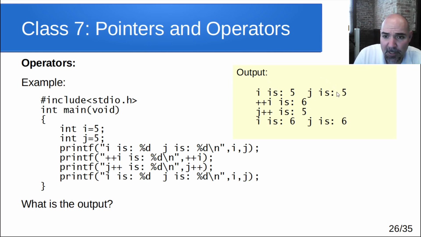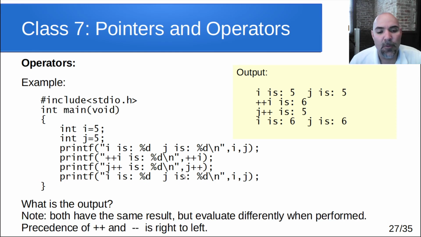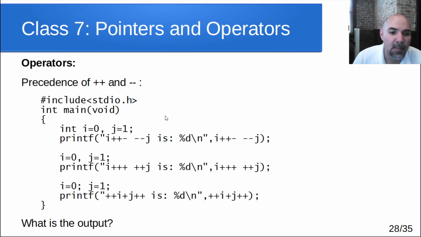i is 5, j is 5. Afterwards, they're both 6, but notice plus plus i gave us 6 because it increments and then evaluates, and j plus plus gave us 5 because it gave us the value and then it incremented after it evaluated that. And that can be important for using these incrementers or decrementers in something like a while loop. So note that both have the same result, but they evaluate differently when we perform the incrementation, either plus plus or minus minus. And notice the precedence of plus plus and minus minus is also right to left, so backwards from the normal left to right that you're used to.